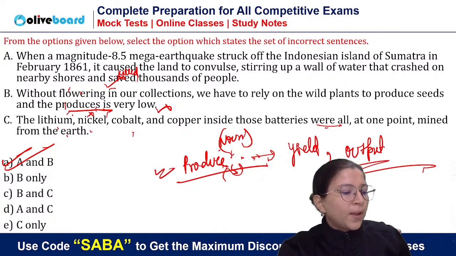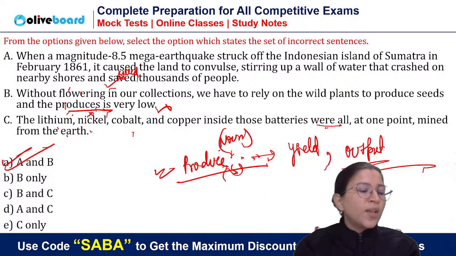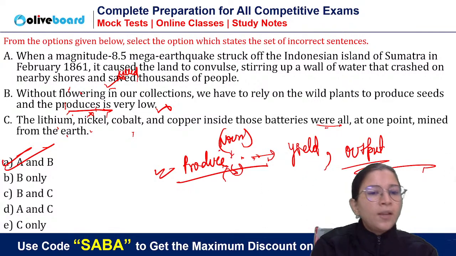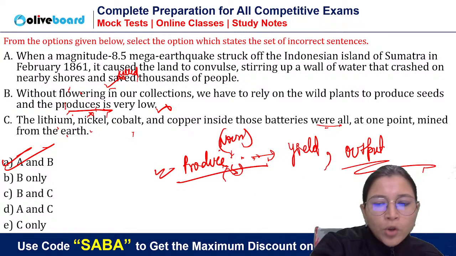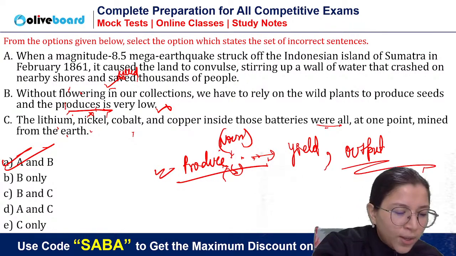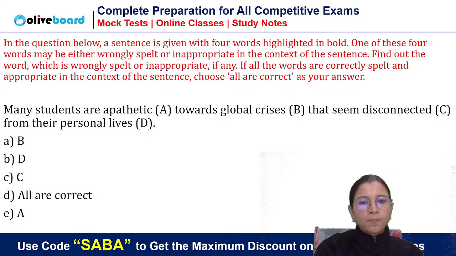Okay, I will have to check whether we have the plural form of produce as produces. So anyways, that is wrong. Do we have the plural form of produce as produces as a noun? I have to check, guys. Okay, let's go, next.